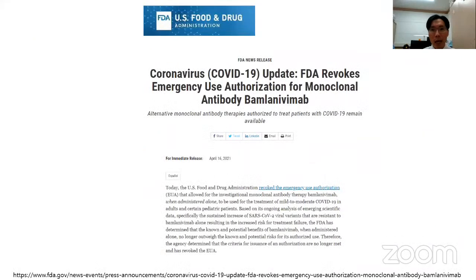So recently, FDA revoked their EUA for bamlanivimab monotherapy because of its uncertain efficacy and also they are concerned about the reduced sensitivity of SARS-CoV-2 variants to bamlanivimab monotherapy.